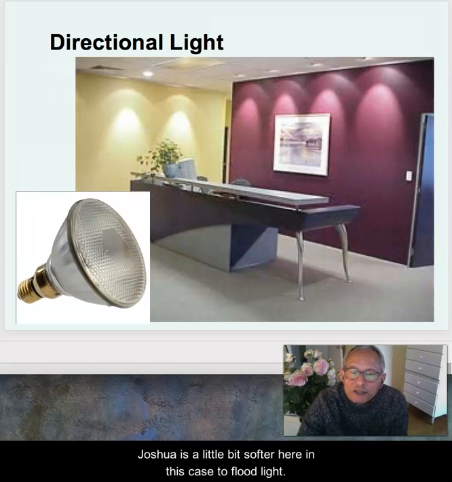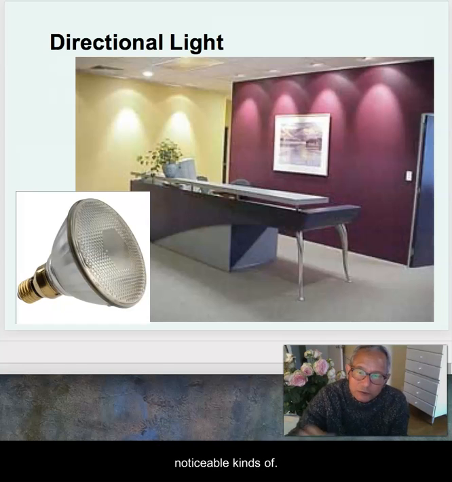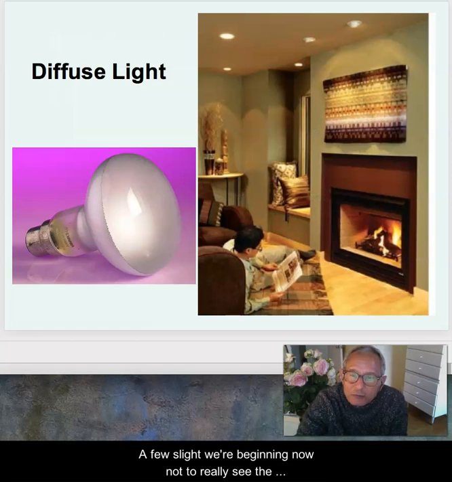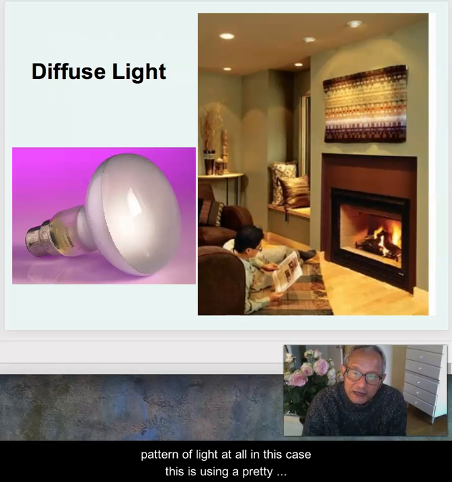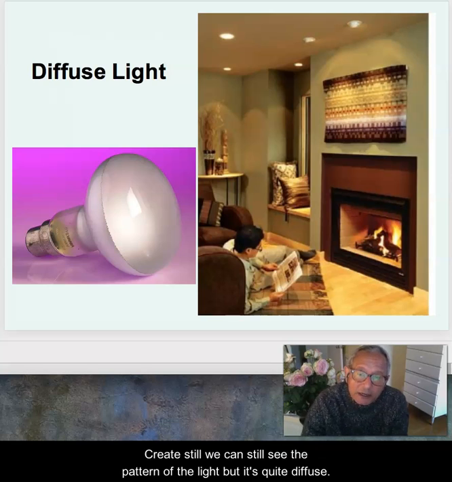Directional light, it's a little bit softer here. In this case, it's a floodlight, actually probably a wide spot. And it's creating those very noticeable kinds of parabolic shapes, but it's a bit softer than the last example we saw. Diffuse light, we're beginning now not to really see the pattern of light at all. In this case, this is using a pretty wide floodlight to create, we can still see the pattern of the light, but it's quite diffuse.